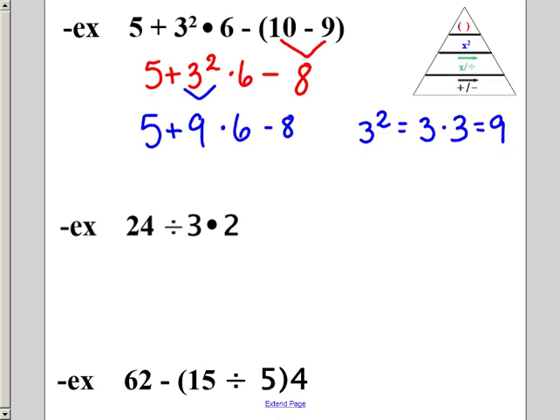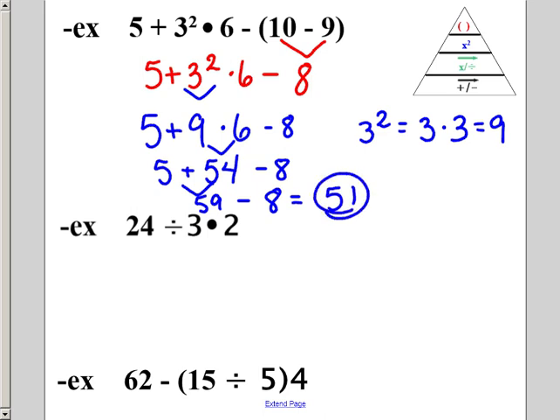Do I have any more exponents? No. Do I have multiplication or division? Yes. So this is going to come next. 9 times 6 rather is 54. Copy everything else. 5 plus 54 minus 8. Do I have any more multiplication or division? Nope. All I have left is 5 plus 54, which is 59, and 59 minus 8, which is 51. So my answer to that one is 51.